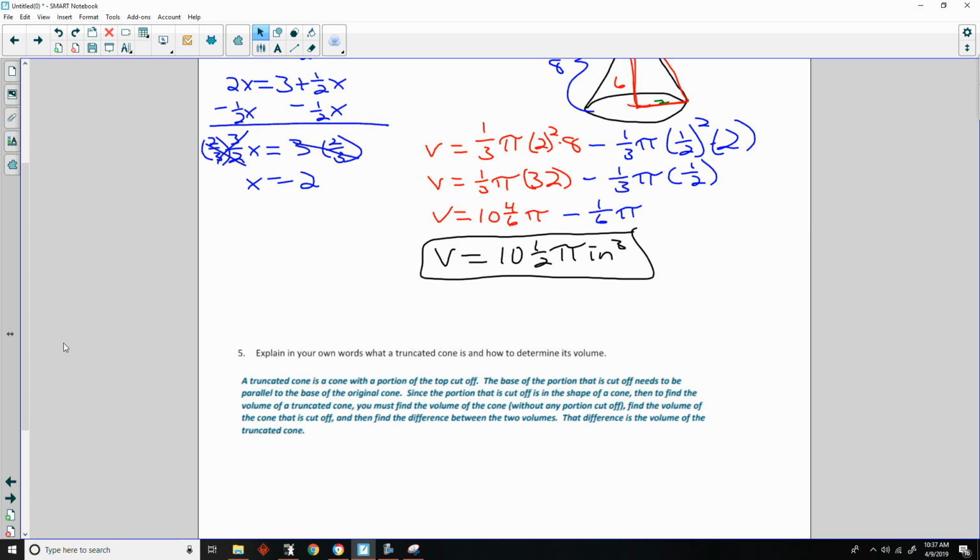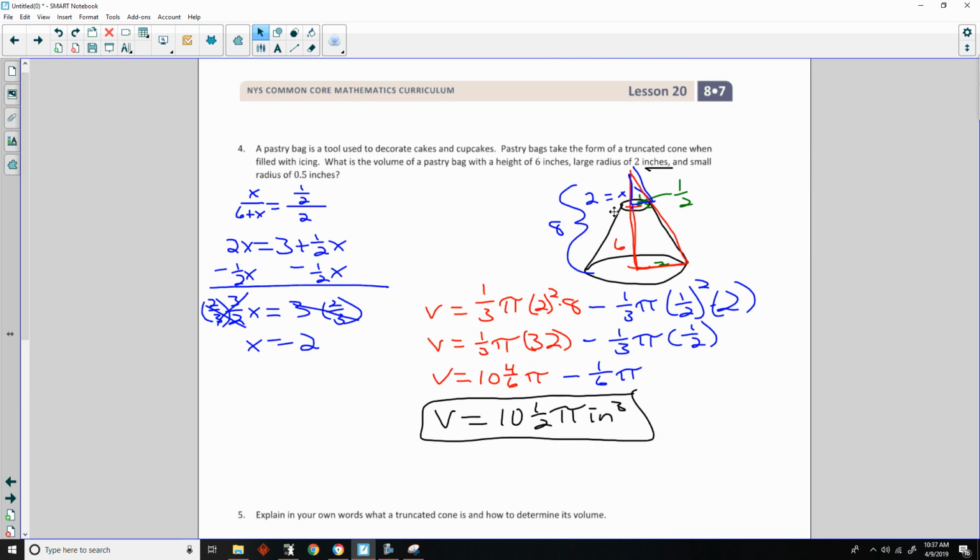Okay? So all they're basically saying is, you have a big cone, you cut the top off, the volume of the whole thing without it being cut off, minus what you cut off, is what you truncated.